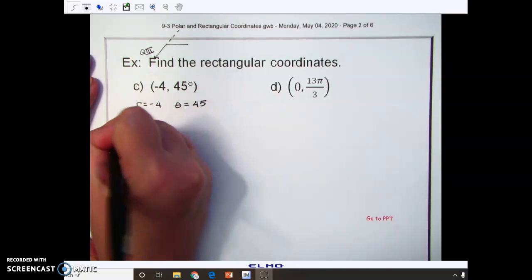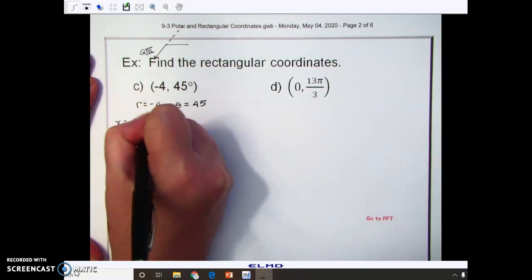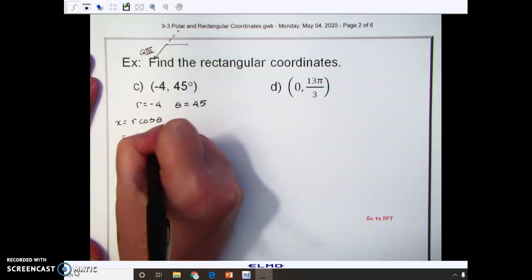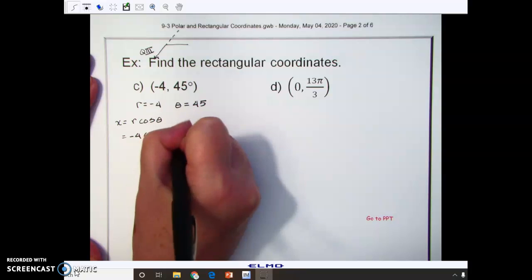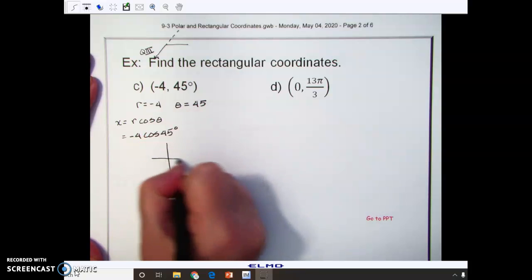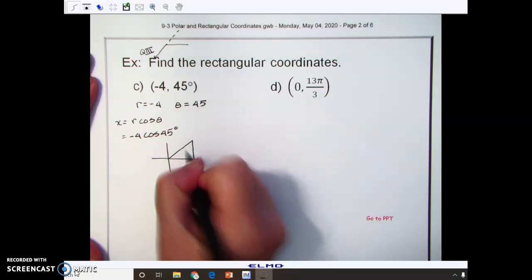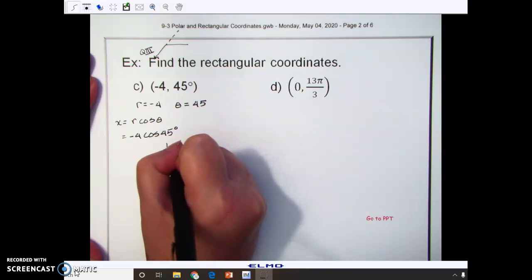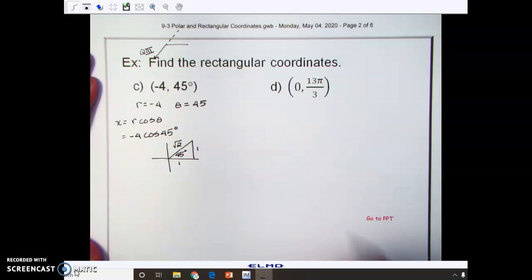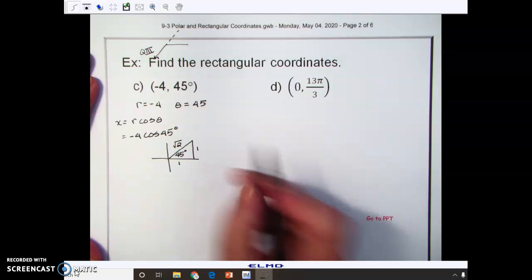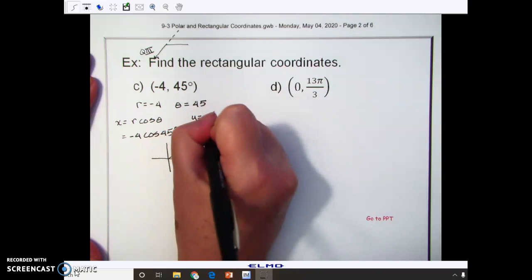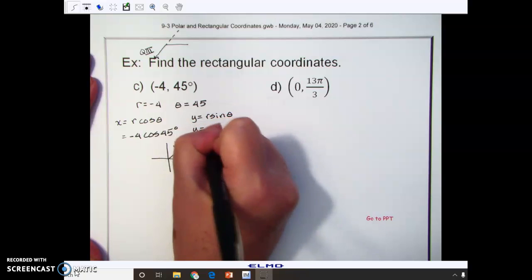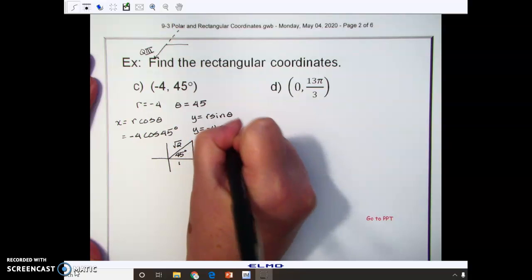So we get x is equal to r times the cosine of theta. So that means it's -4 times the cosine of 45 degrees. And if you don't already have that memorized, that's going to be in the first quadrant. So when this is 45, each of these are 1, and this one is the square root of 2. And then we've got y is equal to r sine of theta. And so y is going to be -4 times the sine of 45 degrees.